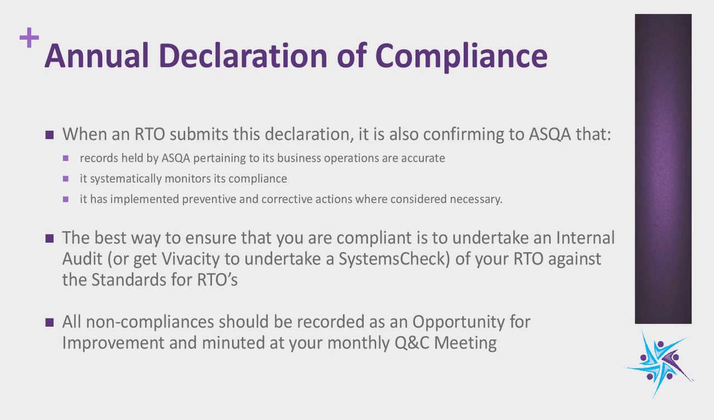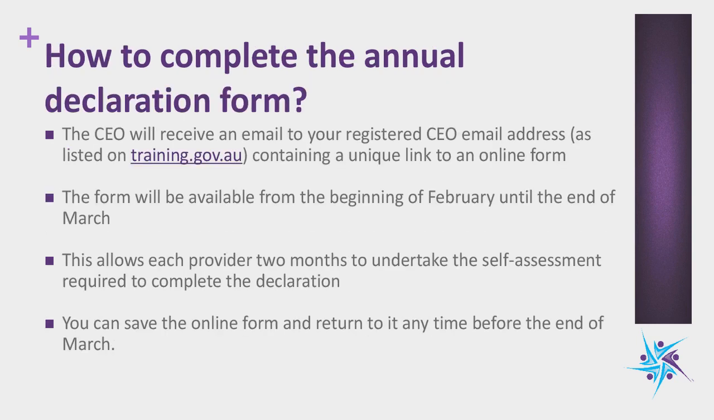The best way to ensure that you are compliant is to undertake an internal audit. So we said that all non-compliances should be recorded as an opportunity for improvement and minuted in your monthly Q&C meeting. So how do you complete the annual declaration form? The CEO will receive the email to your registered CEO email address as per training.gov.au, containing a unique link to an online form. So it's actually linked to your RTO ID. So you can't use someone else's form. You have to use your own form and go online and submit it yourself.